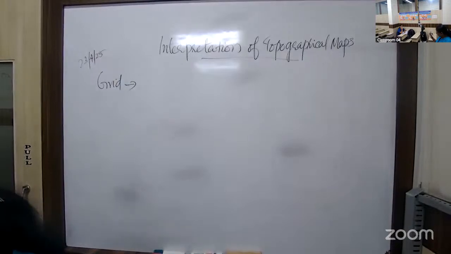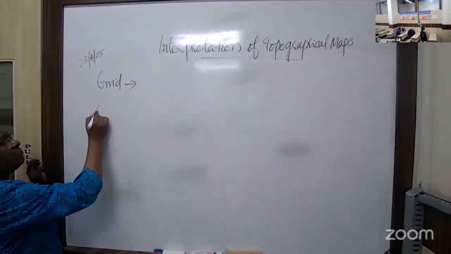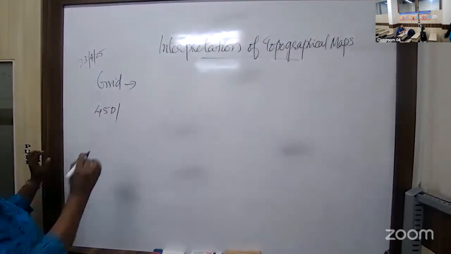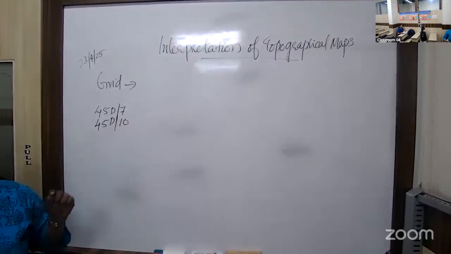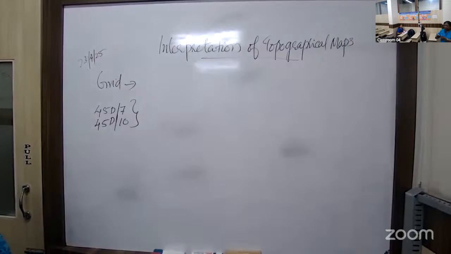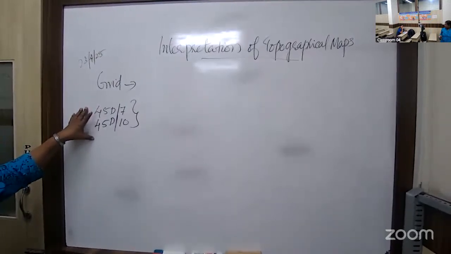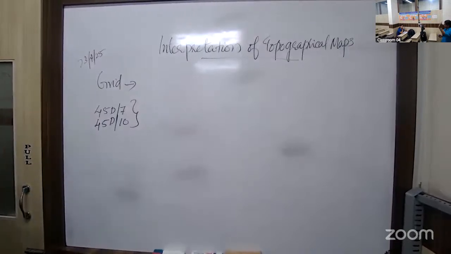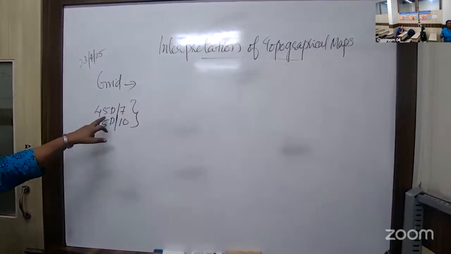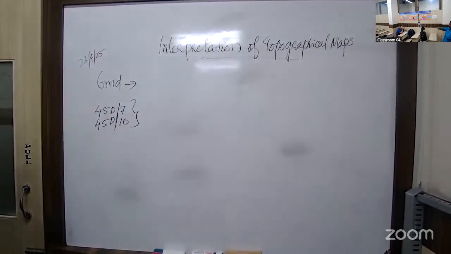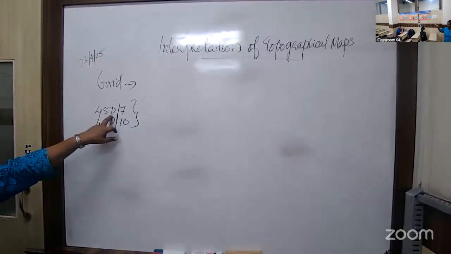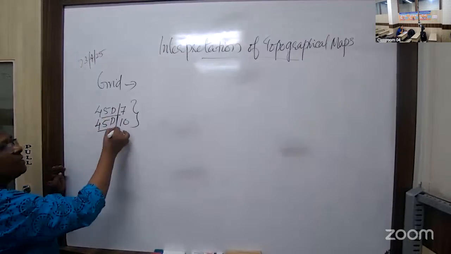In your syllabus now, only two sheets you have to learn: 45D/7 and 45D/10. How do they come? The places are divided into blocks, and the numbers are given first. Each state is divided into blocks with numbers, and every grid is again divided into alphabets A, B, C, D. Your place comes under the alphabet D.